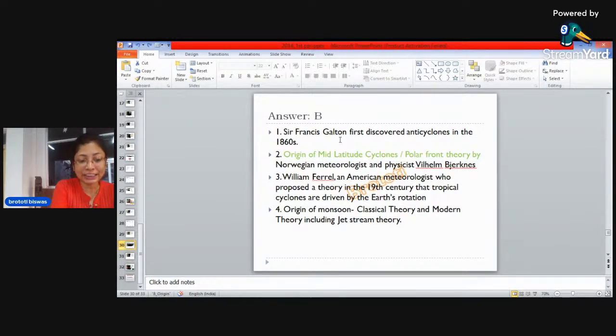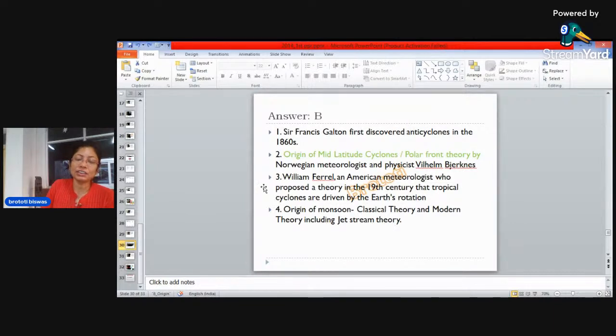You should know the other name, so they can also ask who gave the polar front theory. You must know that the mid-latitudinal cyclones, also known as temperate cyclones, were given by Wilhelm Jerknes, who was a Norwegian meteorologist. And William Ferrel gave his ideas on tropical cyclones.